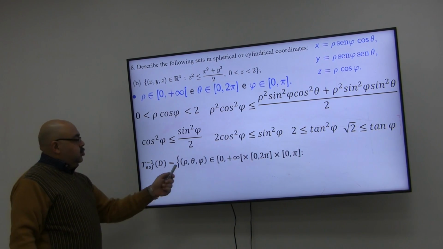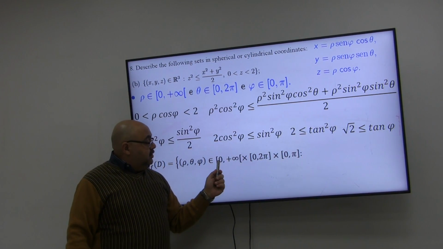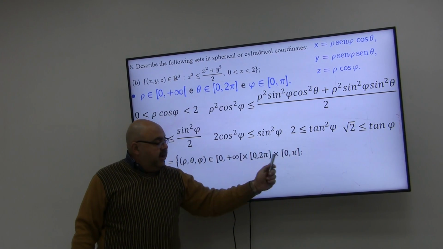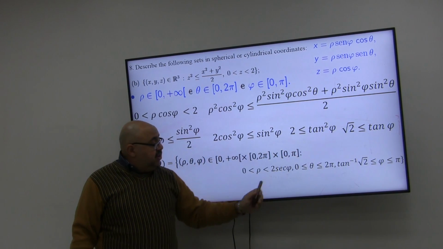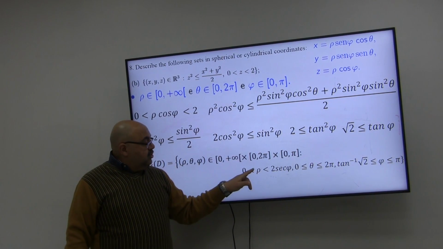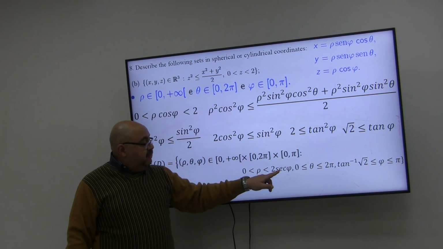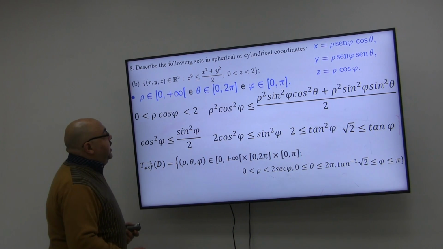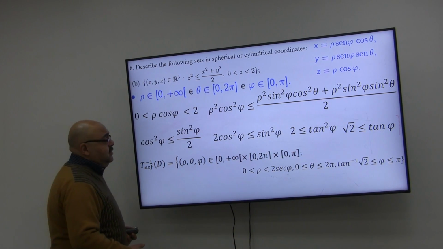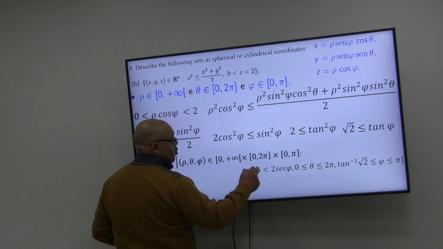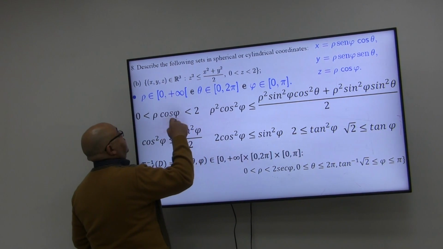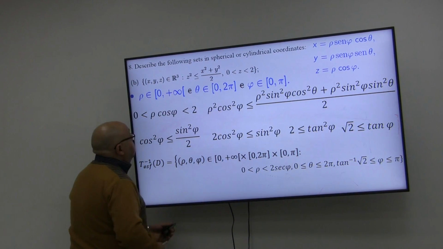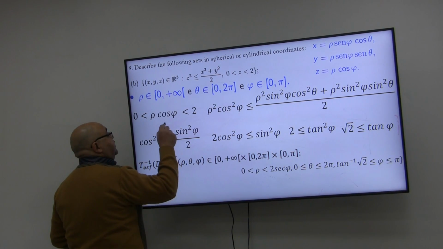So once more, it's rho, theta and phi. Rho is from 0 up to infinity, theta from 0 to 2 pi, phi from 0 to pi. The first relation, which states that rho is greater than 0 and less than 2 sec phi, we got it from the relation connecting rho and z. From this, I have here 0 less than rho cosine phi less than 2. So I can simply put it in this form in order to get the value of rho.